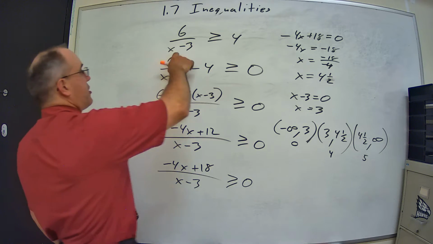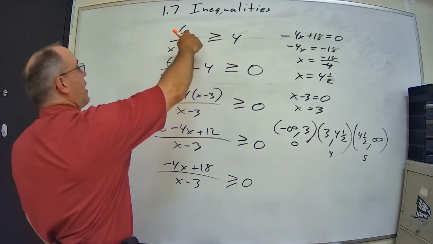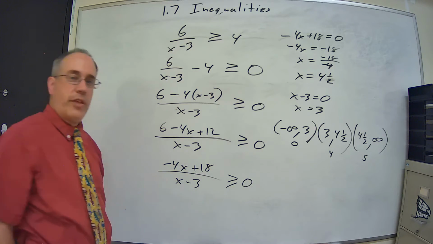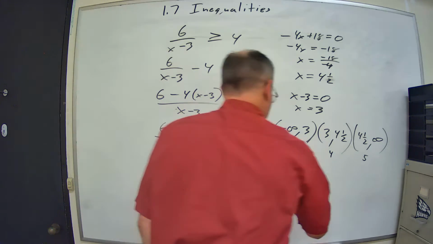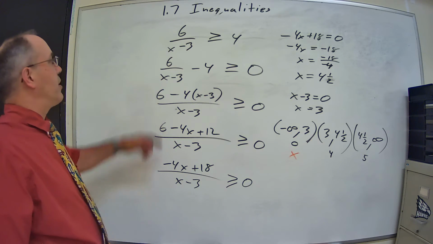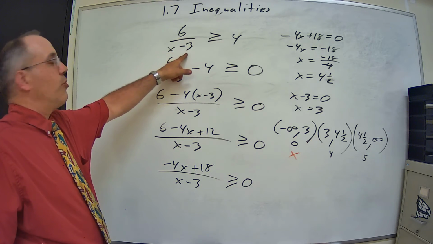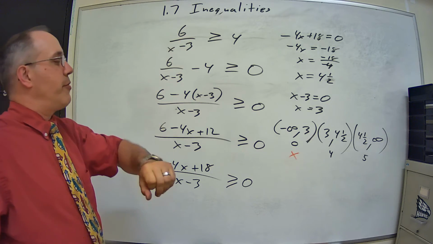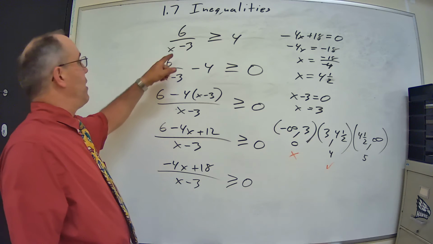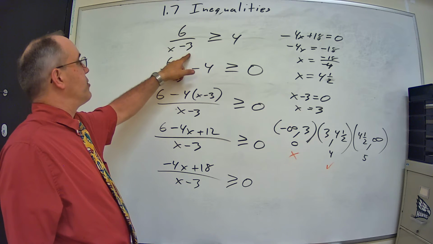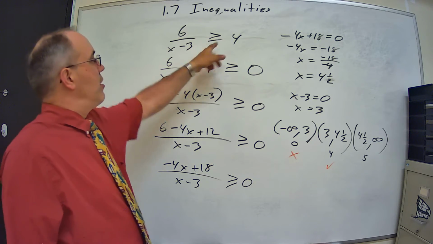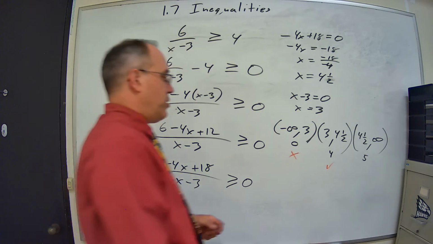Well, if we plug in 0, then we have 6 over negative 3, or negative 2, which is not greater than or equal to 4. So that's no good. If we plug in 4, 4 minus 3 is 1, and 6 is greater than or equal to 4. That's correct. And if we have 5, 5 minus 3 is 2, so we have 6 divided by 2 is 3. 3 is not greater than or equal to 4, so that one's no good.